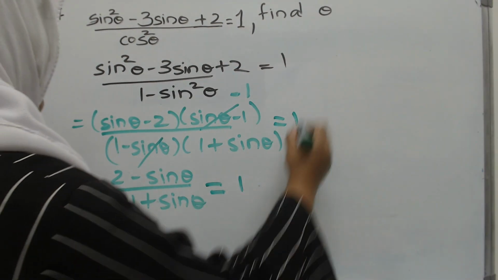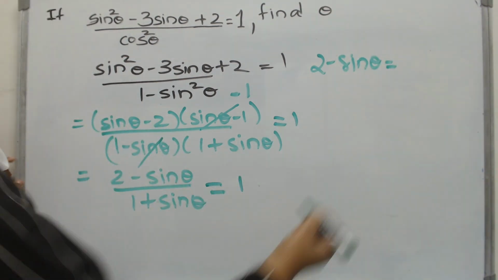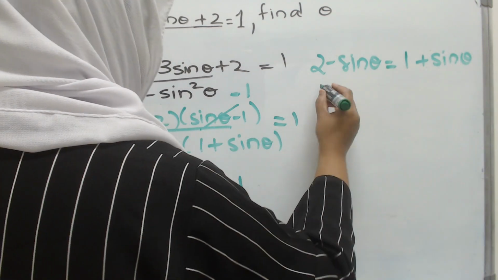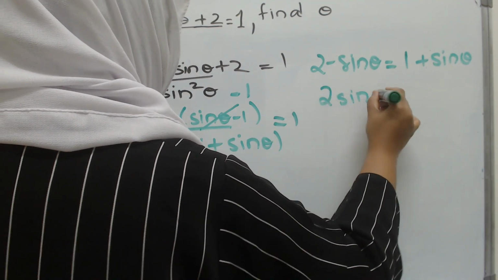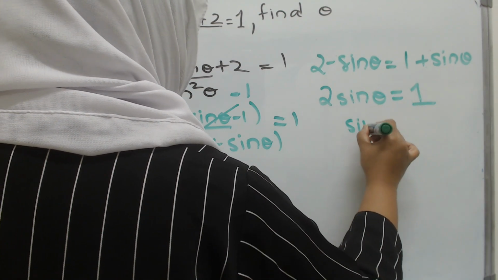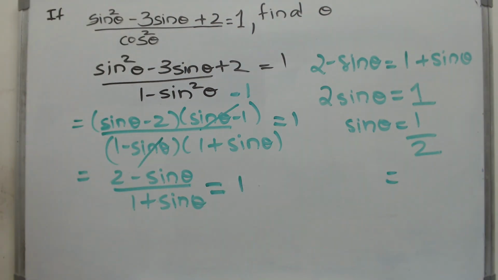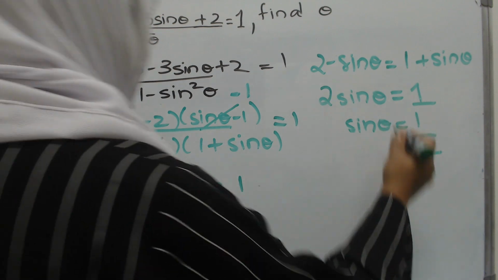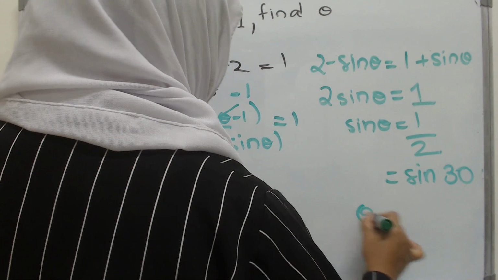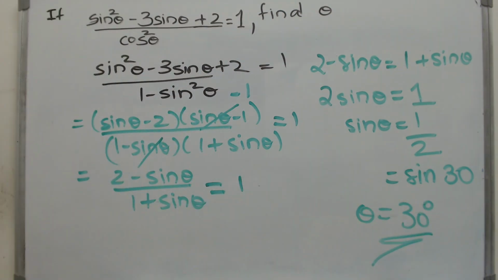So on cross multiplying you will get 2 minus sine theta is equal to 1 plus sine theta. Bring all the sine thetas to one side and you will get what? 2 sine theta is 1, which means sine theta is just half. But then we know the angle whose sine value is half. What is that? It is sine 30. So your theta is what? It is 30 degrees.